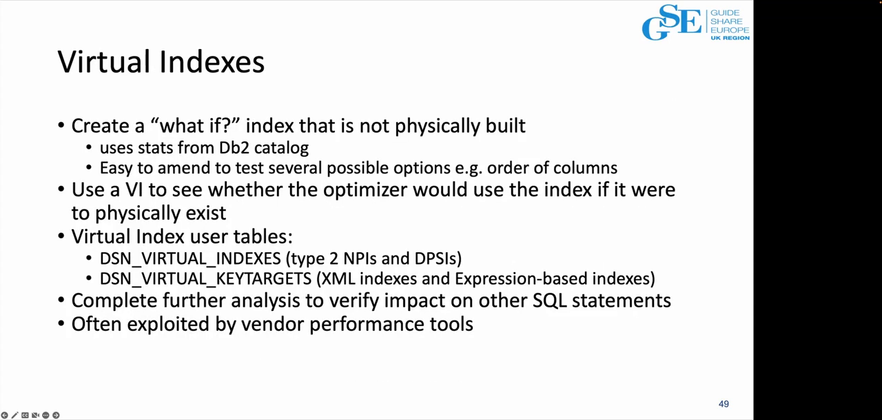Another tool we have available to us is virtual indexes, which have been around since DB2 version 9. And this is a what if index. It's not physically built, but it uses stats from the catalog table, and it allows us to amend those stats.